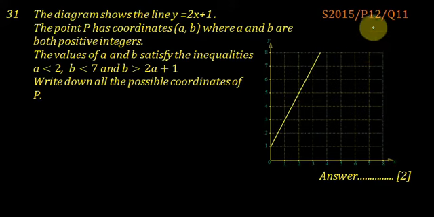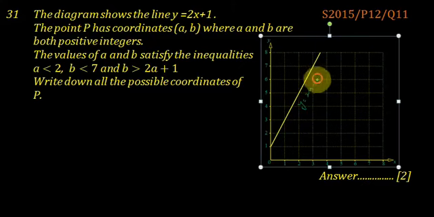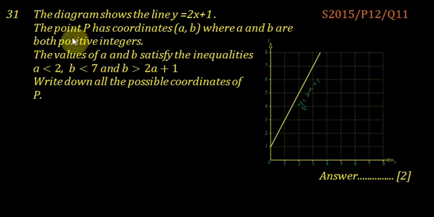Question number 11, paper 1, variant 2, June 2015. The diagram shows the line y is equal to 2x plus 1. This line is y is equal to 2x plus 1. The point P has coordinates (a, b).